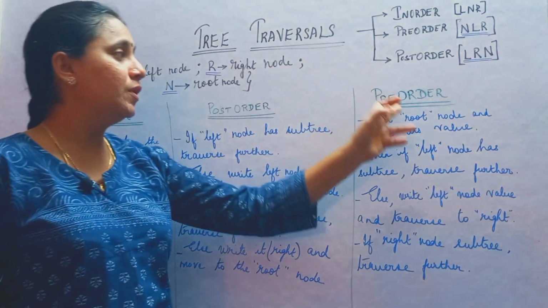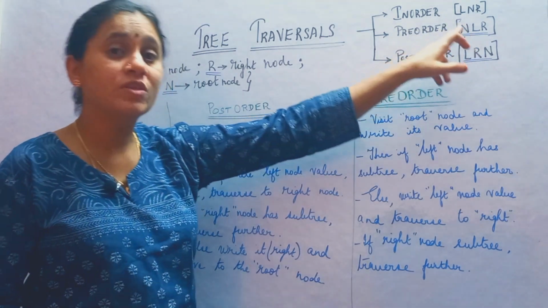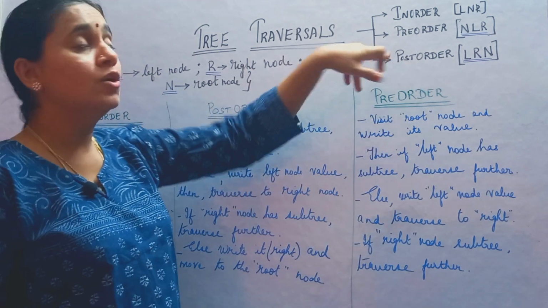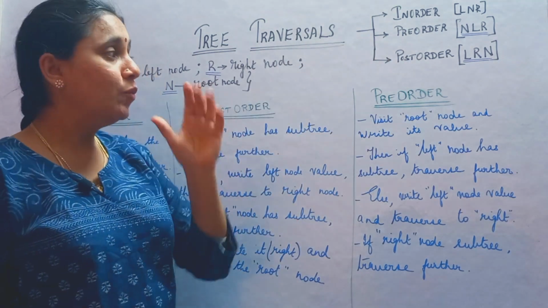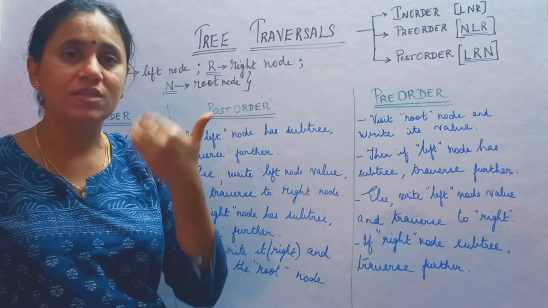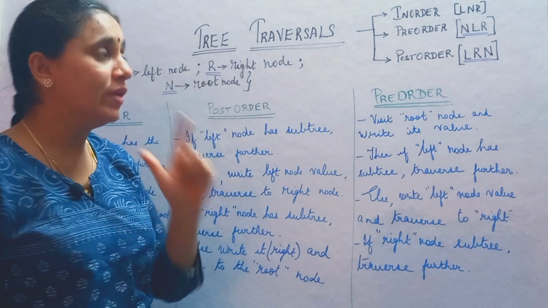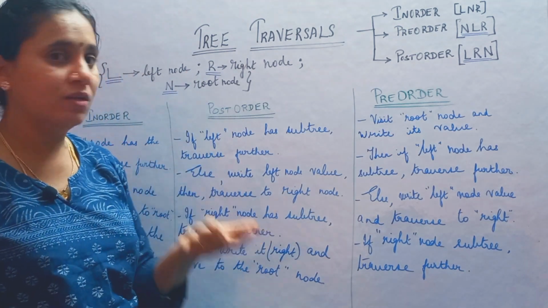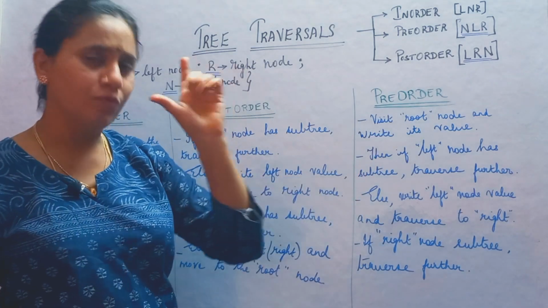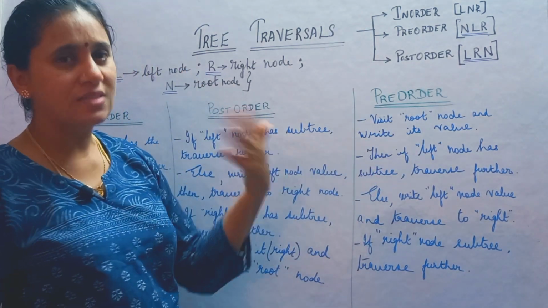Similarly for pre-order. So what is pre-order? The root node is visited first, and then left traversal and then right traversal. As I already told, if I traverse the root node, I have to write the value, because the root node has more vitality compared to the left or right. Okay friends, so visit the root node and write its value. If you visit the root node, write the value and come out. Then once again the same steps.